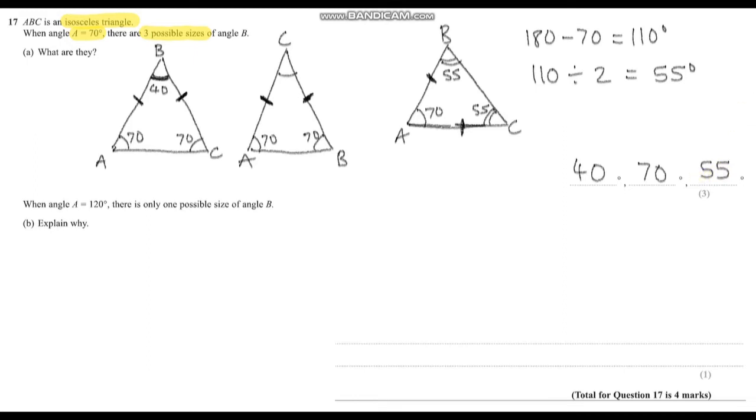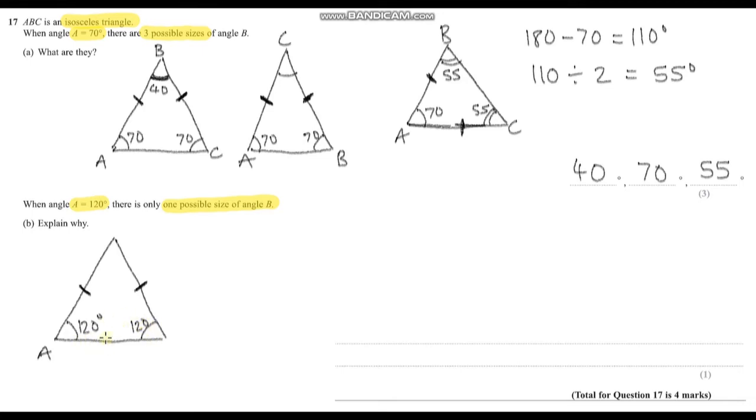Okay, let's look at part B. When A equals 120 degrees, there is only one possible size of angle B. Explain why. Okay, now let's draw this again. So if I were to draw our triangle again, so we know that this is 120 degrees. This is A. Now we know that it's an isosceles triangle. Now if it was like this, where these two lengths were the same and these two angles are the same, this would also be 120.